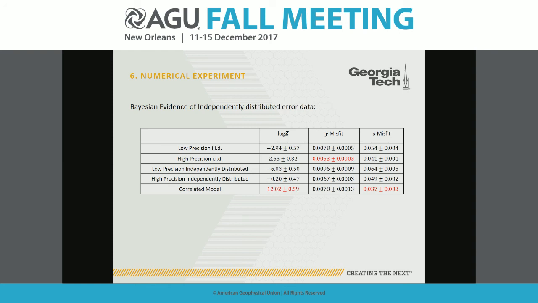Then we test our result on another error data set. The result is still almost the same. Correlated model performs best in Bayesian evidence. But we also found that the high precision IID model outperforms the high precision independently distributed model. That means even if the errors are distributed as an ID model, we can still use the IID model to do the Bayesian inverse.